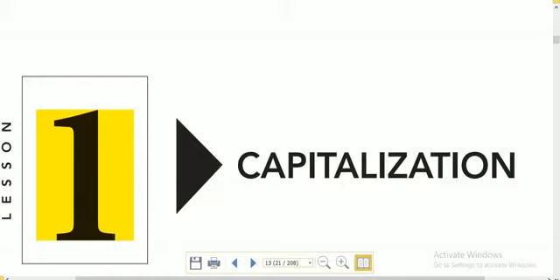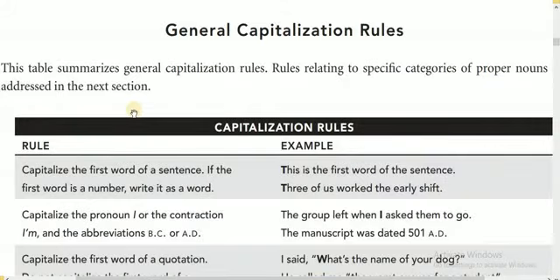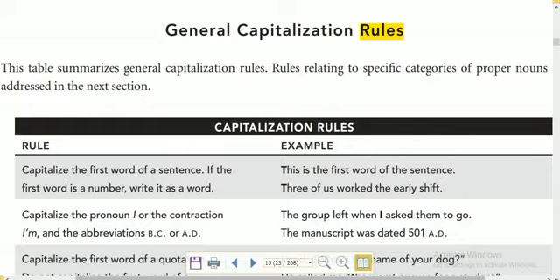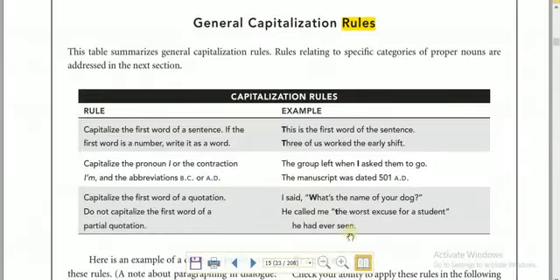We say that capitalization is not just marks, it's not just quotations, it's not just talking about apostrophes or full stops, it's different. So here, let us study the rules of capitalization. General capitalization rules. Let me read these rules.